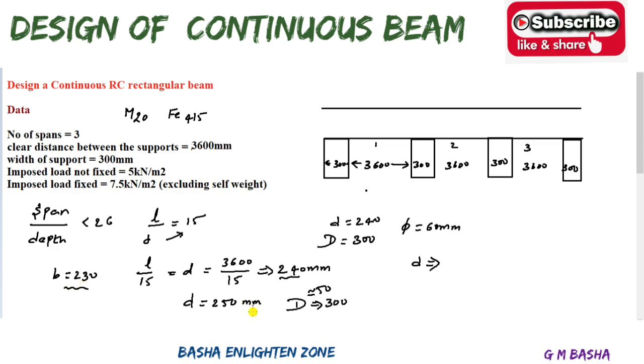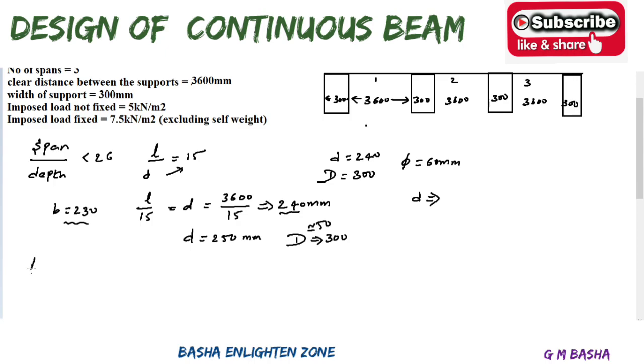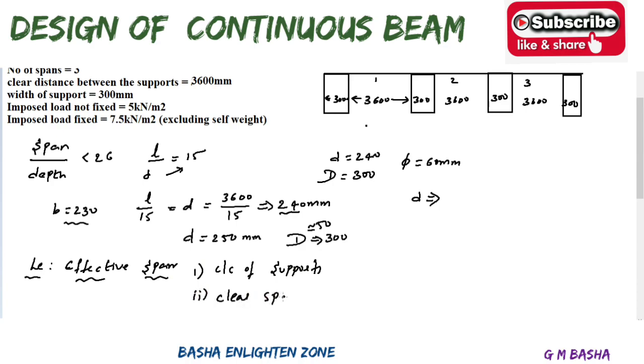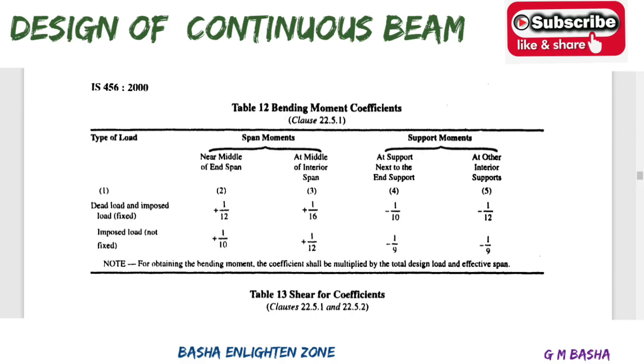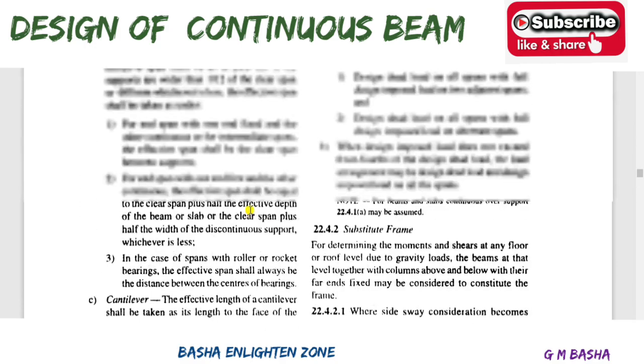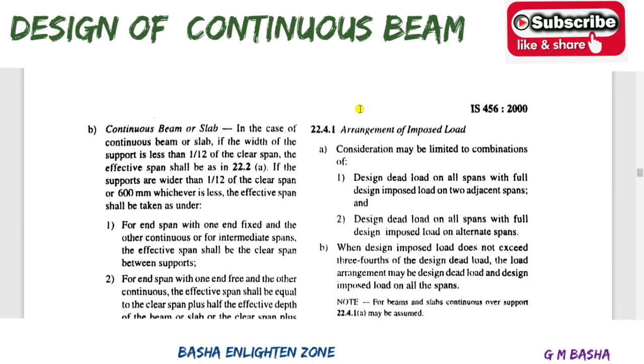Then your next step is the effective span. Which is the effective span here? Generally for simply supported beams, what is the procedure for calculating the effective span? That is the center to center of the supports, and the second one is the clear span plus effective depth. This is for simply supported beams. But for a continuous beam, what is the condition? You can check in the code book, which is on page number 33.